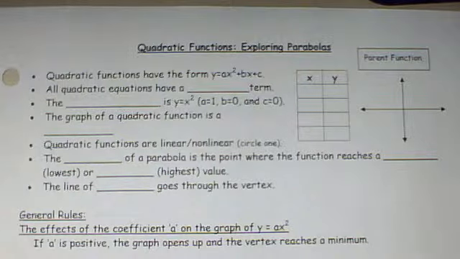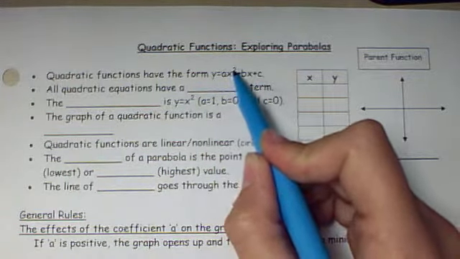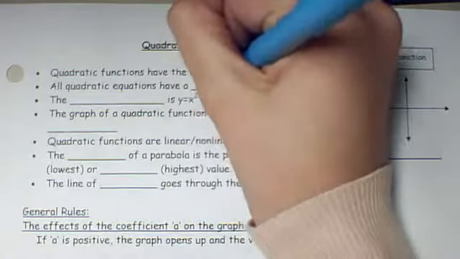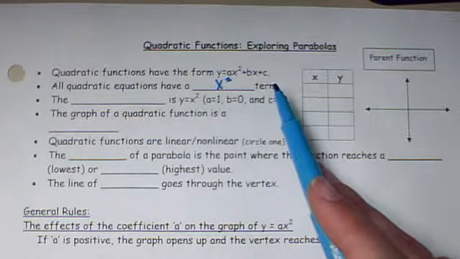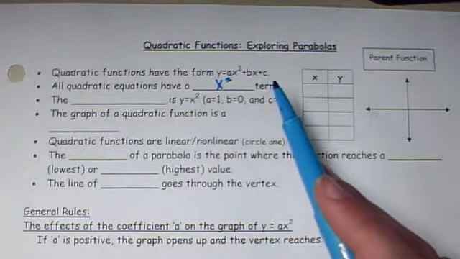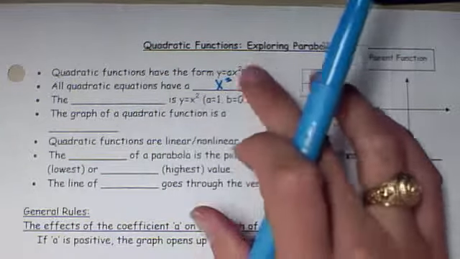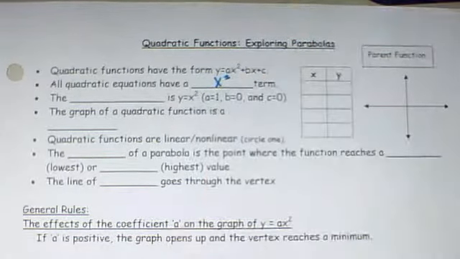Quadratic functions have the form y equals ax squared plus bx plus c, meaning there's an x squared term for sure. All quadratic equations have an x squared term. A, B, and C in that case all represent just numbers. They can be the number 1 or they can be other numbers. B and C could be 0, and that would make them go away, and it could just be ax squared. That's also a quadratic, but it has to have something squared in it.